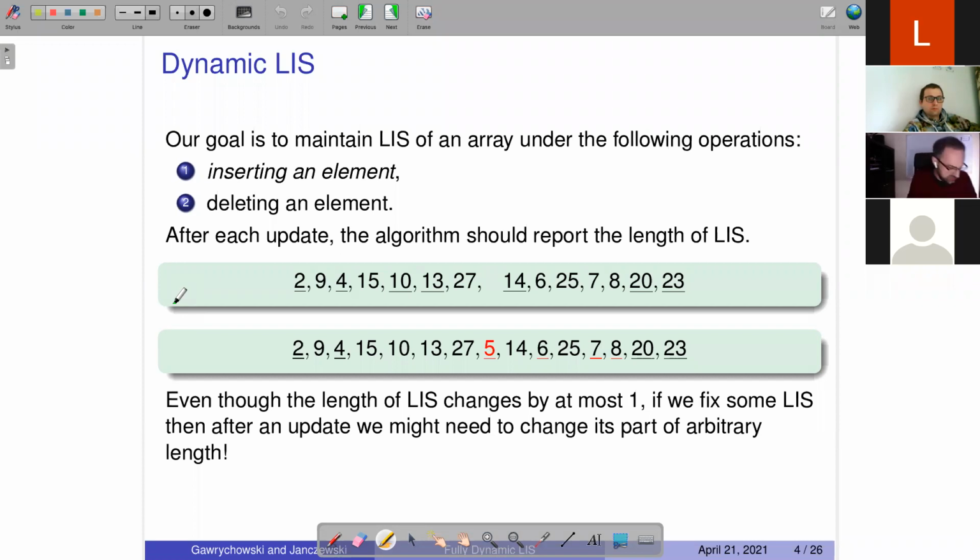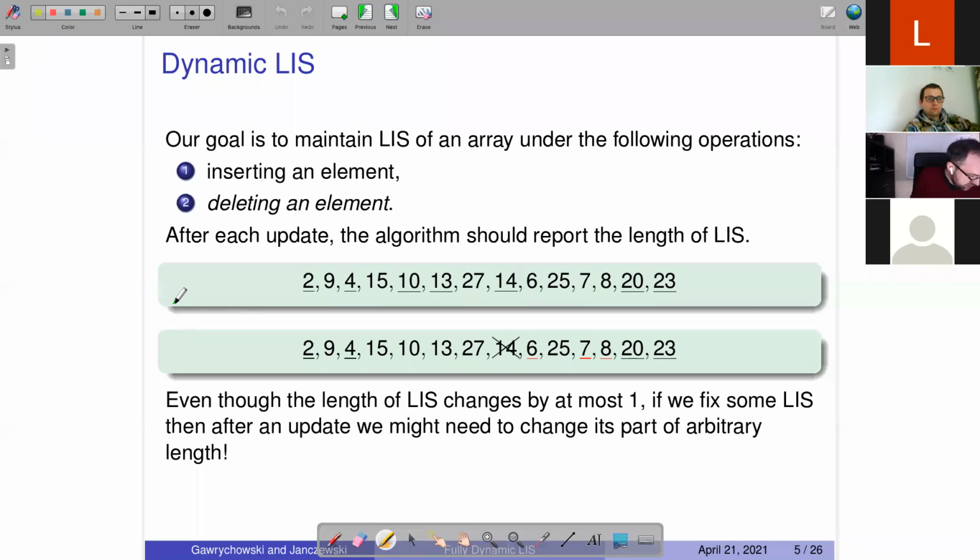So this is difficult. That was insertion, and here is an example of deletion. So here we remove element 14, and again it's specified by giving the index in the current array, and we renumber the indices after each insert or delete operation. And again, the length of the answer will change by at most 1 after a deletion, but the witness might change significantly. Okay, so this is the situation.